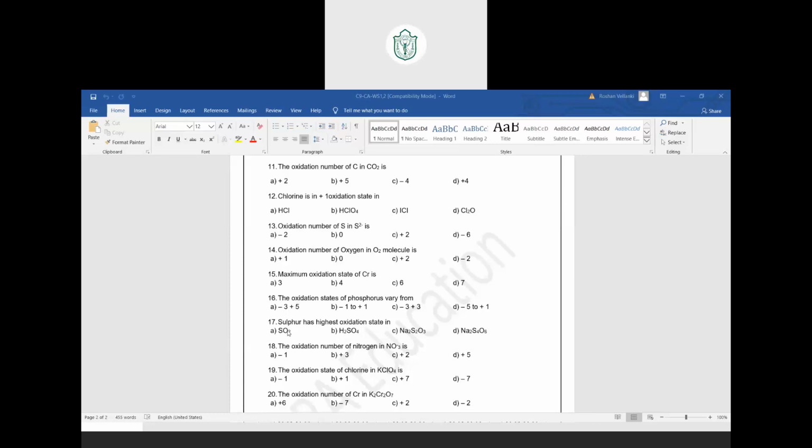Sulfur has the highest oxidation number in which of these: SO2, H2SO4, Na2S2O3, Na2S4O6. Again, don't guess the answer. Solve all the 4 options and answer. Sulfur dioxide, sulfuric acid, sodium thiosulfate, or sodium tetrathionate. Suchindra saying option A, that means sulfur dioxide. Vishnu also saying option A. Okay.